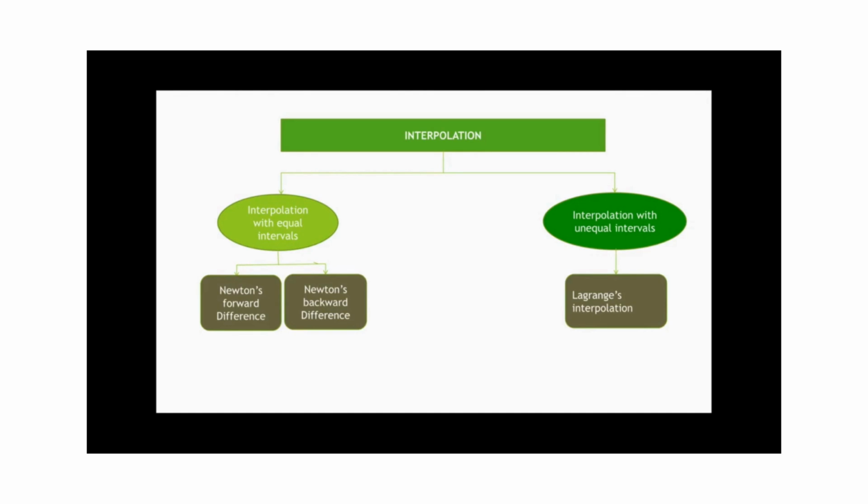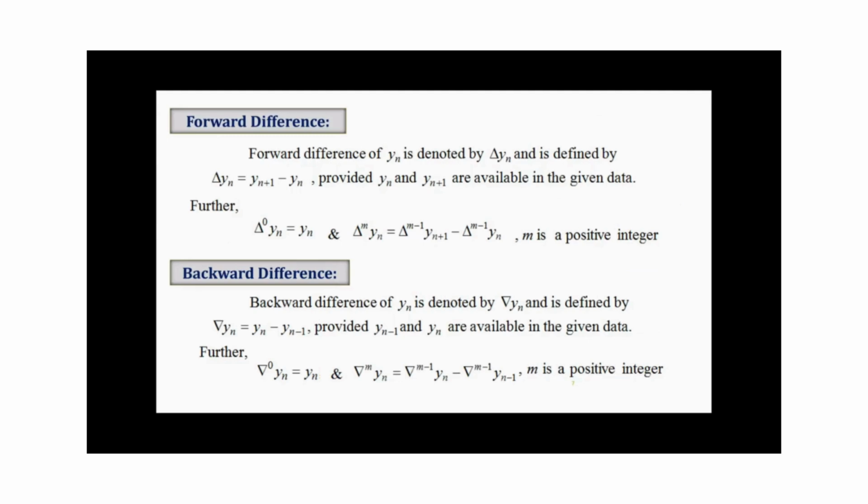Okay, now the question is, how do we choose the correct interpolation method? The answer depends on the spacing of the given data. If the distance between the x values is the same, we say the intervals are equal. For equal intervals, we use Newton's forward difference method or Newton's backward difference method. If the spacing between the x values is not the same, the intervals are unequal. In that case, we use Lagrange's interpolation method. So before solving any problem, always check whether the intervals are equal or unequal. This is the first step in choosing the correct method.